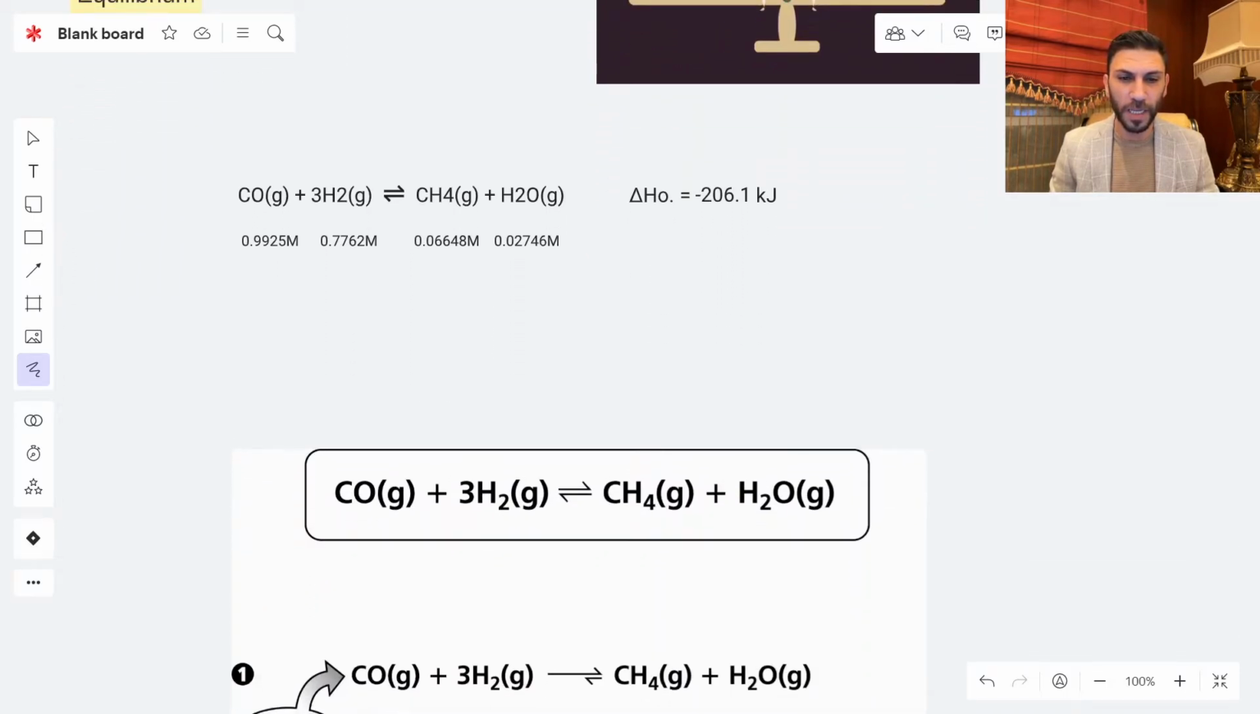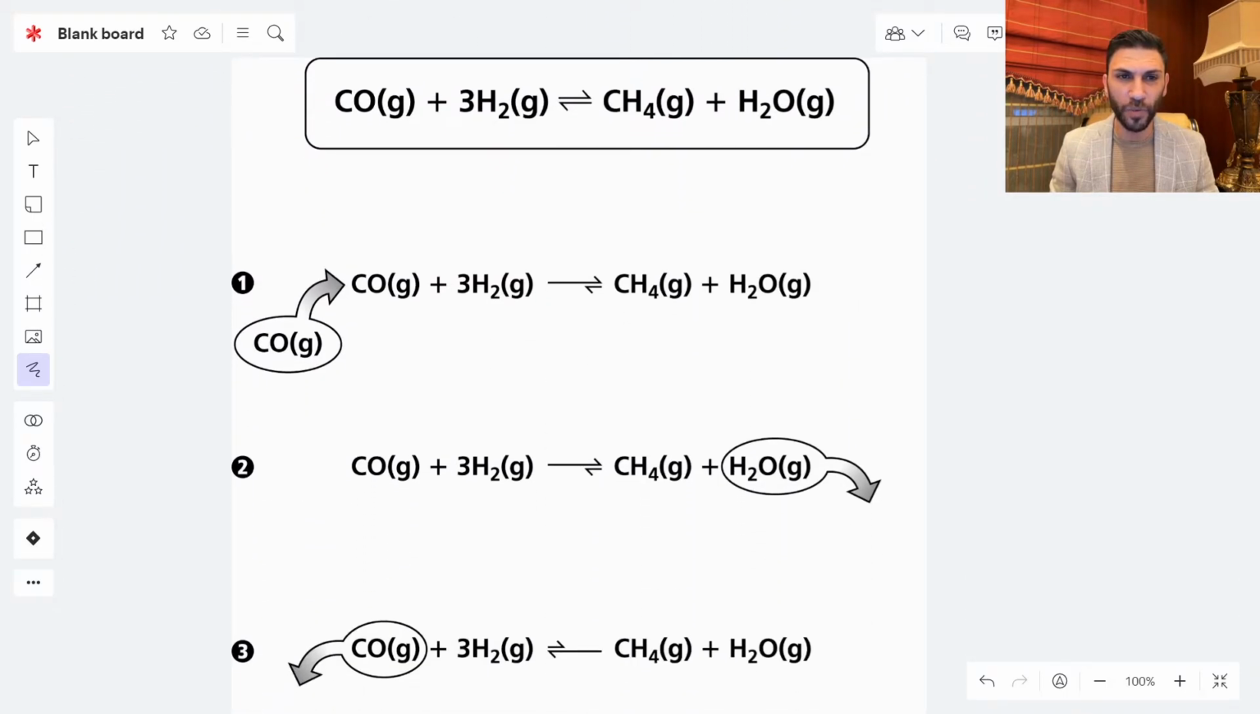All right, let's take a closer look at this reaction. So basically, this is the reaction that we are talking about. If you are adding CO, which is a reactant, that means the chemical reaction will consume the additional reactant, and it will shift to the right, where the products are more and the reactants are less. So adding a reactant will shift the reaction toward the products.